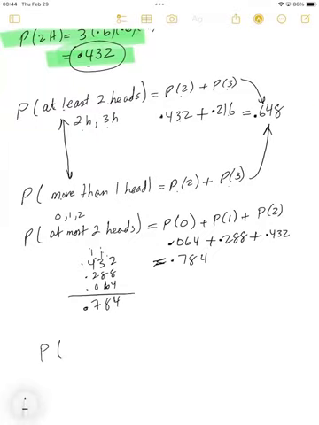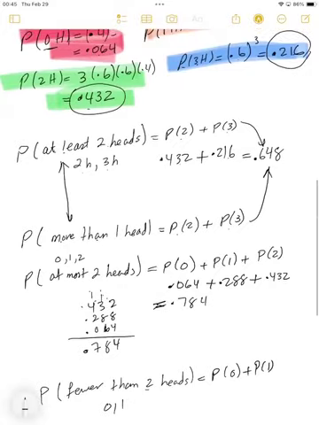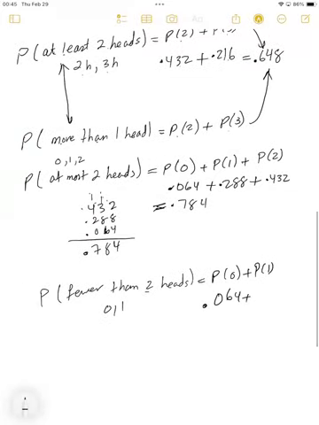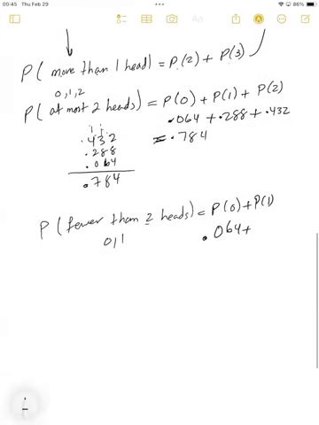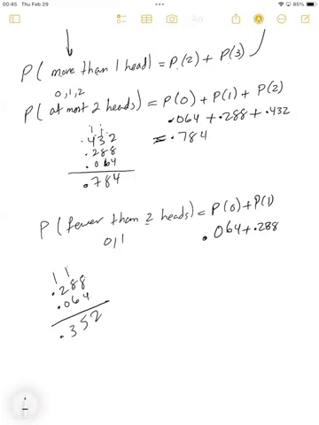So probability of having fewer than two heads. Fewer than two would be 0 and 1. So always read the sentence and write the numbers so you understand what you're doing. Fewer than two is 0 and 1. And then you find probability of 0 plus probability of 1. Probability of 0 in our case is 0.064. From here, probability of 1 is 0.288. So we have to add these two numbers. 6 and 8 is 14 and 1 is 15. So we get 0.352.